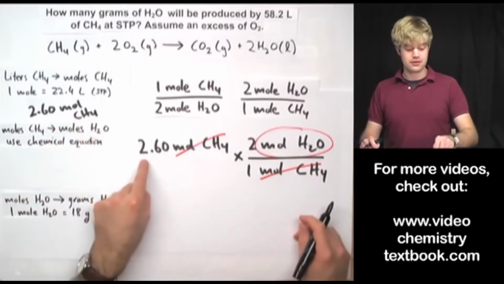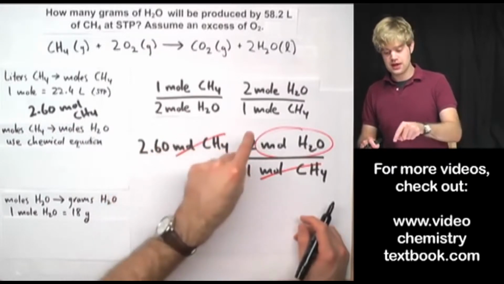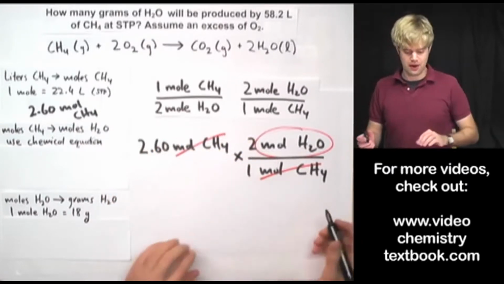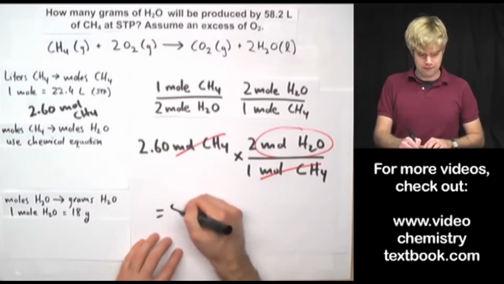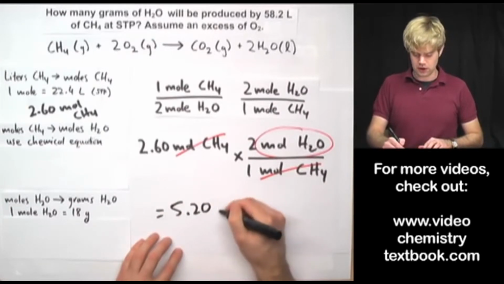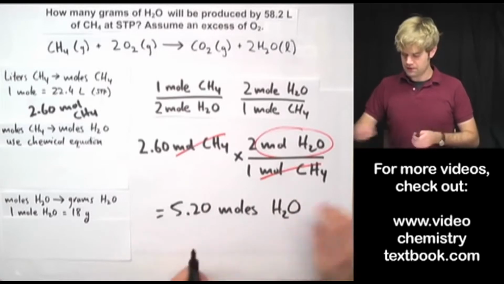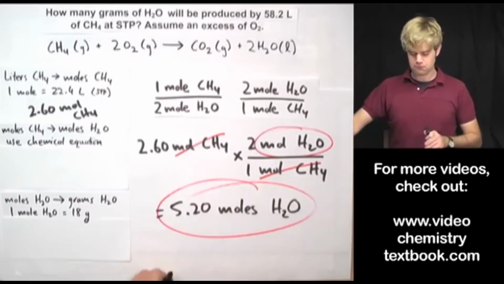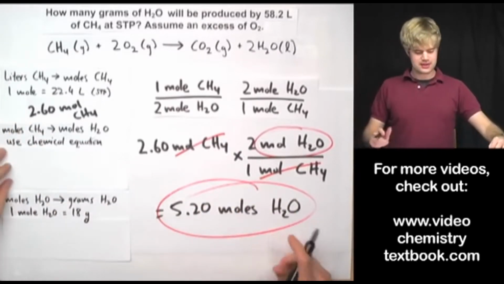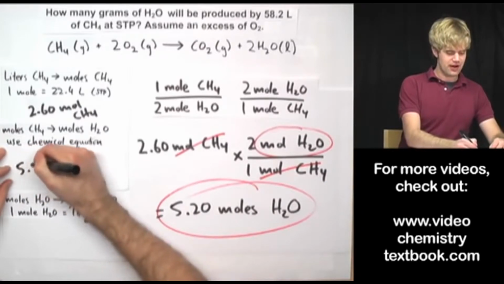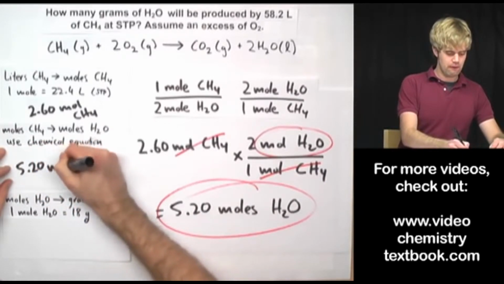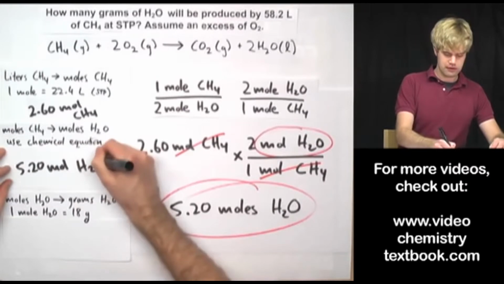This is pretty easy math. It's going to be 2.6 times 2 divided by 1, and I'm going to get 5.20 moles of H2O. That's the answer to my second step. Now I know that I have 5.20 moles of H2O.